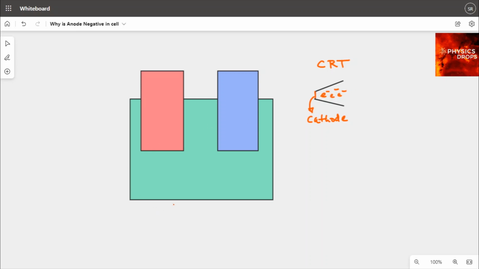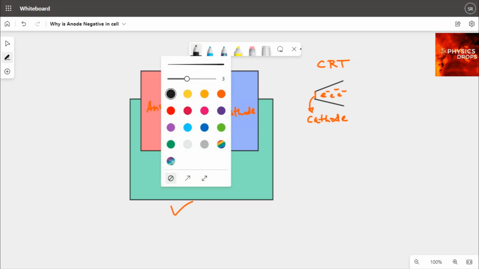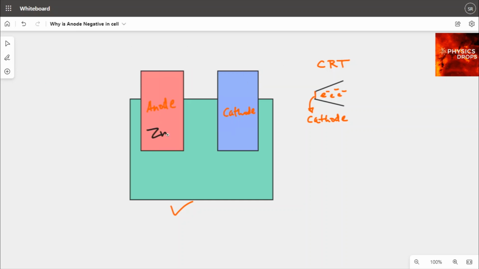But when we look at a cell as shown in this picture, it has two terminals. One is the anode. This is the anode and this is the cathode. Now the anode is typically made of zinc and it's placed in an ammonium chloride solution. When it's placed in there, what happens is the zinc releases electrons because of oxidation.